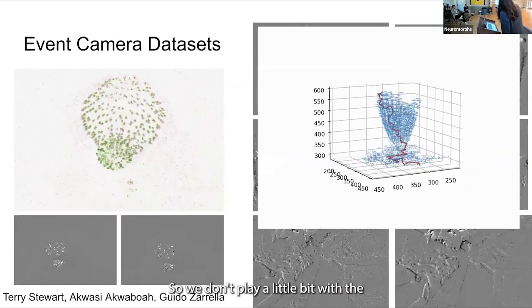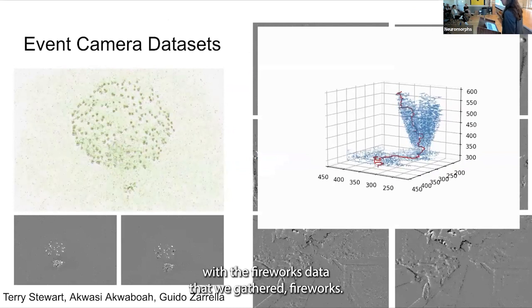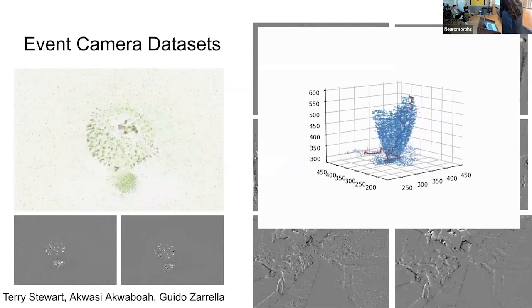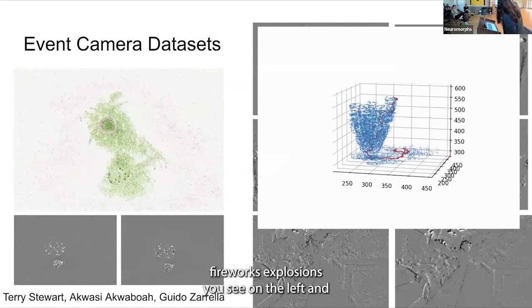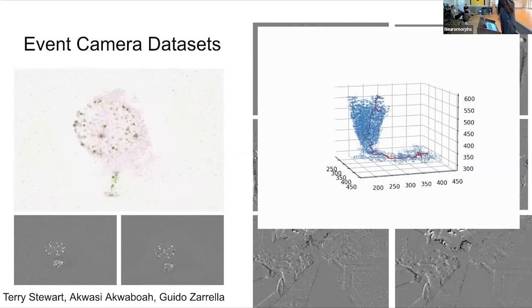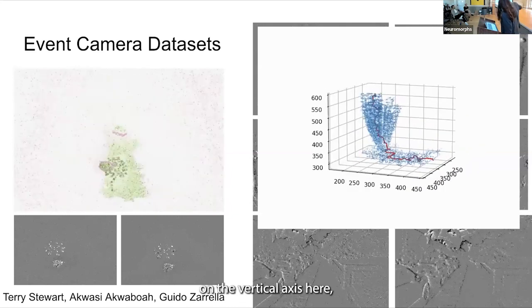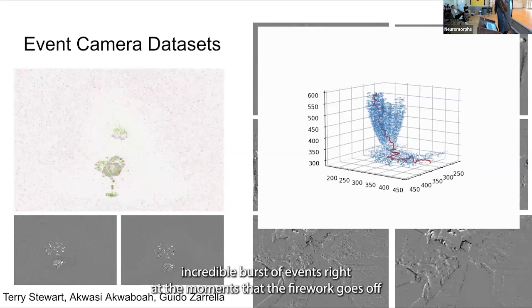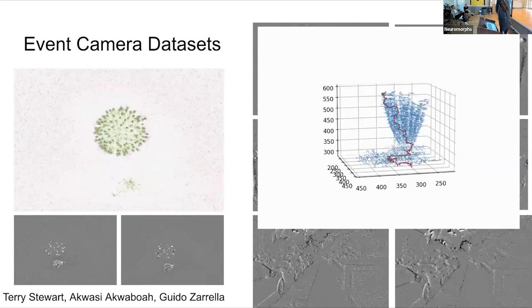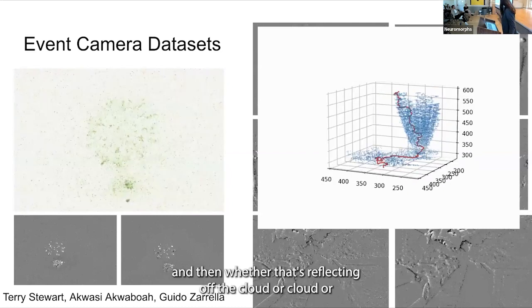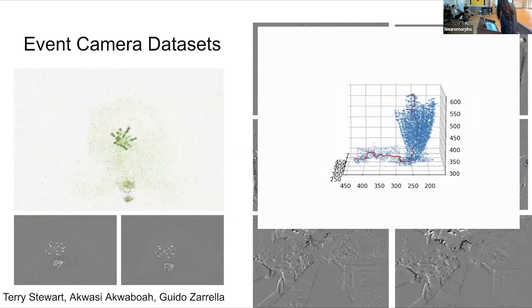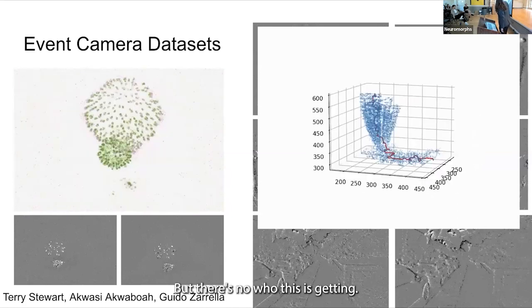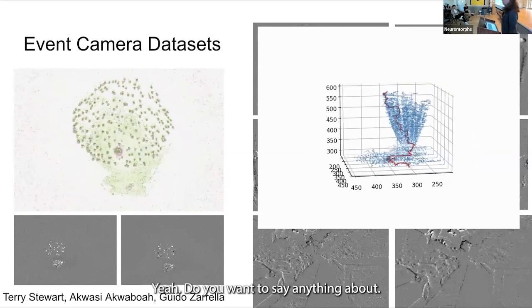Guido played a little bit with the fireworks data that we gathered at the fireworks. What we're seeing on the right is the time of one of these fireworks explosions you can see on the left, and the time is on the vertical axis here. It was just fascinating to play with the data, because you get this incredible burst of events right at the moment that the firework goes off. Whether that's reflection off the cloud or possibly weird artifacts in the camera, who knows? But then Guido was getting... do you want to say anything about it?